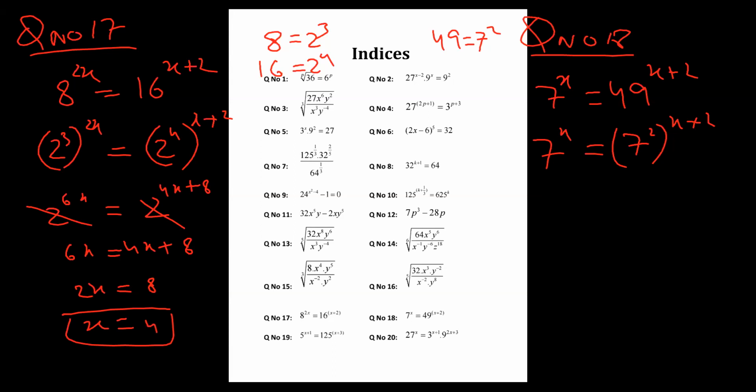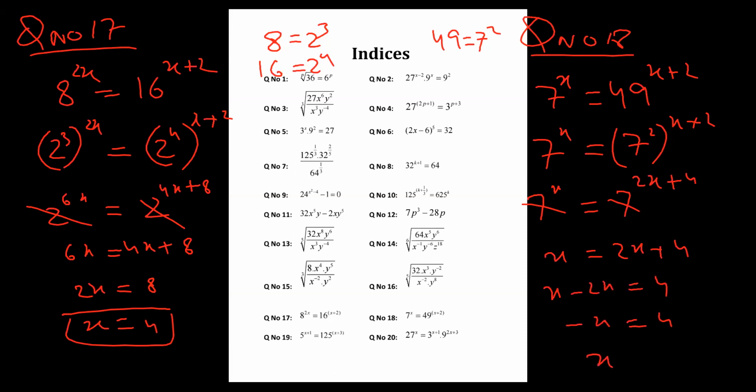Come on the right hand side question. So 49. So 49 is 7 to power 2. So 7 to power x and power by multiply, same basis. So x minus 2x is equal to 4, or negative shift on other end, no problem.